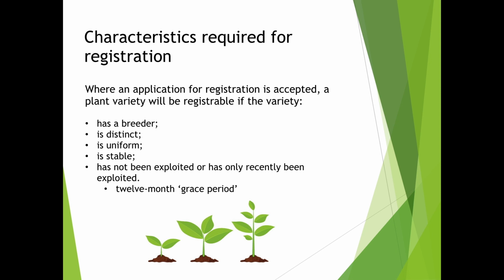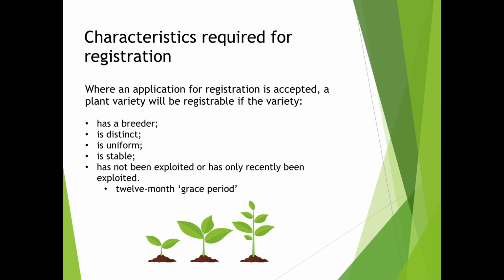The last criteria requires that the plant has not been exploited or has only recently been exploited. A new plant variety is one which has not been sold with the breeder's consent earlier than 1 year in Australia or 4 years for overseas varieties. The allowable timeframe is extended to 6 years for overseas tree and grapevine varieties.